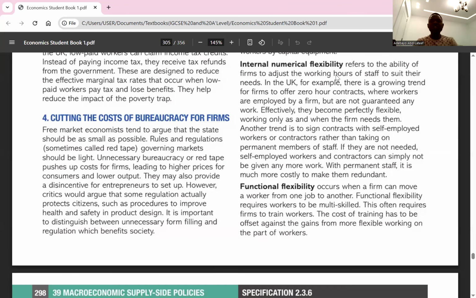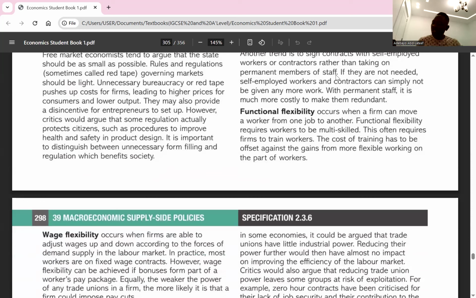Then the third one, functional flexibility. This occurs when the firm can move a worker from one job to another. This requires workers to be multi-skilled. And how can workers be multi-skilled? You have to train them. So for functional flexibility, it really lies in the hands of the employers. They have to train their workers. Though training workers is expensive anyway, it is expected that as soon as those workers are trained, their output will cover up for the costs to the firms. Does it make sense to you that way?